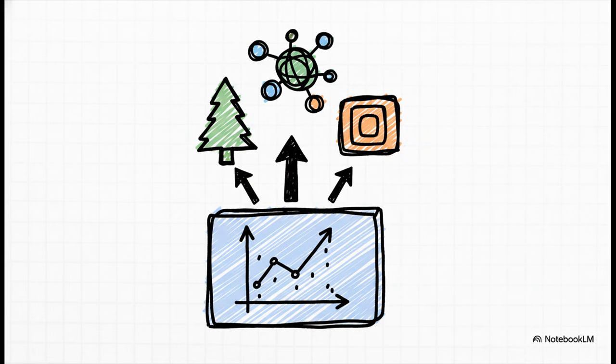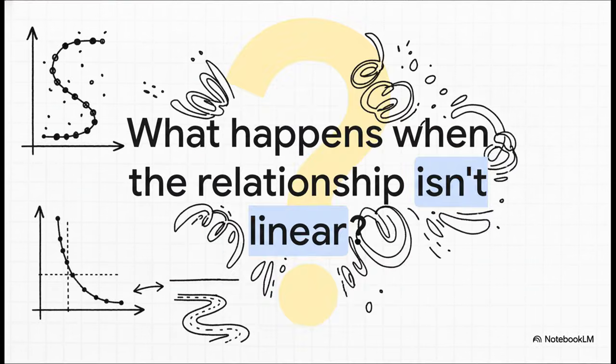Once you really understand how to model a relationship with a simple line, you're basically ready to start tackling the more advanced stuff. And that kind of leaves us with a fun question to think about, doesn't it? We've just mastered the art of making predictions with a straight line. But what do you do when the world isn't straight? What happens when the real patterns are messy and they curve and they twist? Well, that is a fantastic question for next time.